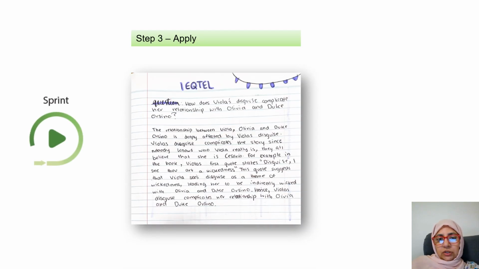I gave them a question. This is a question that they are studying in grade 8 with the Twelfth Night manga novel that they are doing. So, how does Viola's disguise complicate her relationship with Olivia and Duke Orsino? This is in our unit of work. This question that we were supposed to write an ICTEL paragraph on, and this is what the student wrote after using the single point rubric that she has made out of ICTEL.